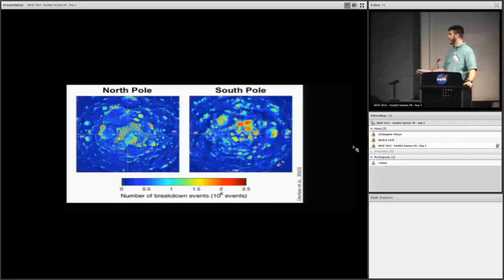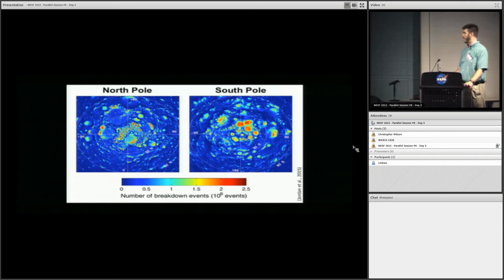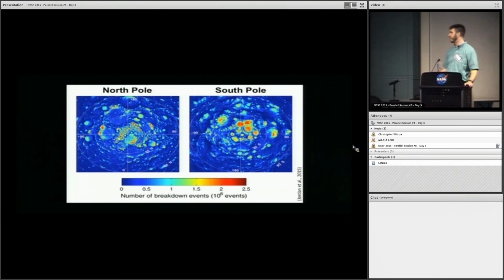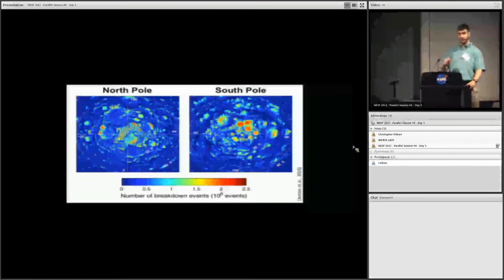So this is how many events, the number of breakdown-inducing SCP events that have occurred in both the north and south polar regions. And you can see it's mostly focused on PSR regions where they've experienced about 1 million breakdown events, so about one event per year. And again, this does depend on event fluence. This is summing up all the events that could possibly cause breakdown.